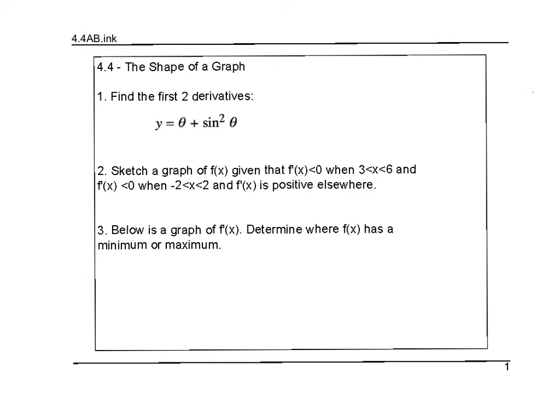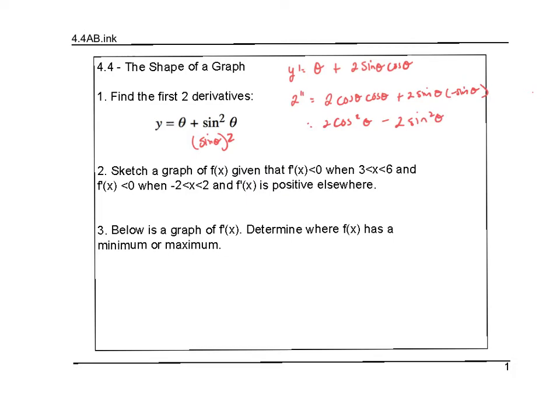So the first derivative requires chain rule. Remember that sine squared theta is the same as sine theta squared. Okay. And then the second derivative is going to require product rule. So we have 2 cos squared thetas minus 2 sine squared thetas.